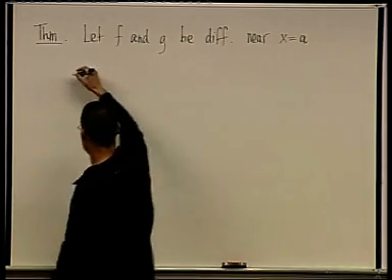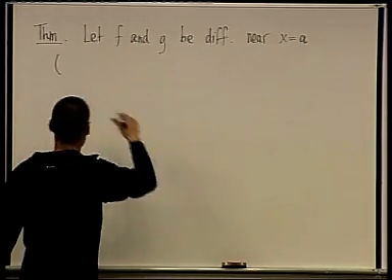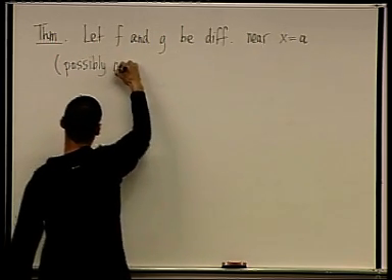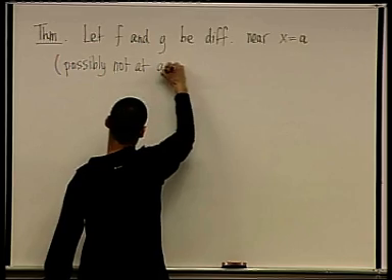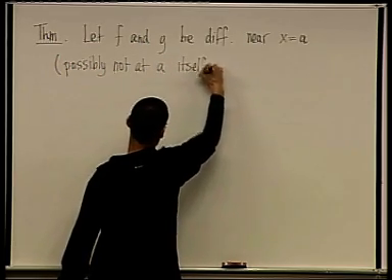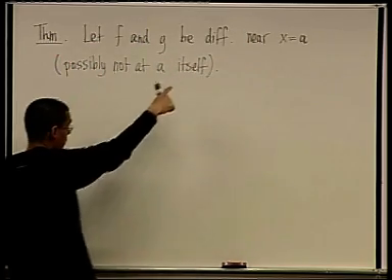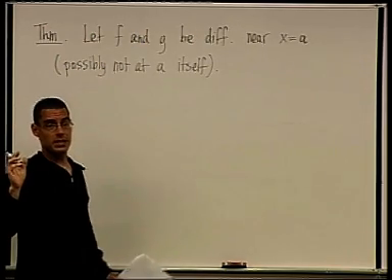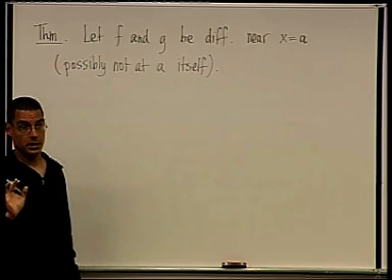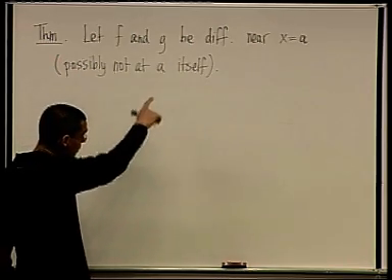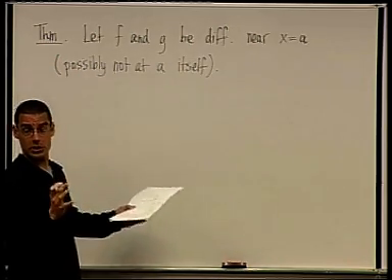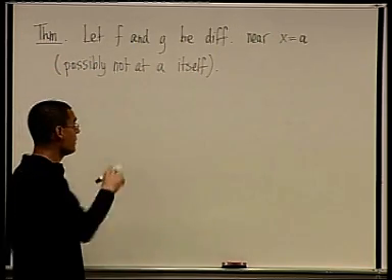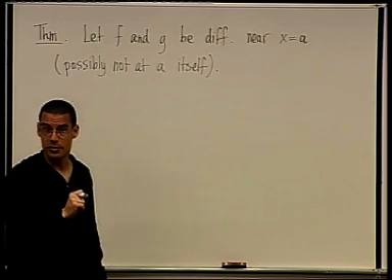And I'm going to again emphasize that possibly not at a itself. And this is very important because we're calculating limits. And for limits, the functions can even be not defined at the point a. Okay, so we need the differentiability in the neighborhood. That's where we're taking the derivatives. But it could be a punctured neighborhood. The functions can even not be defined at a itself. Okay?